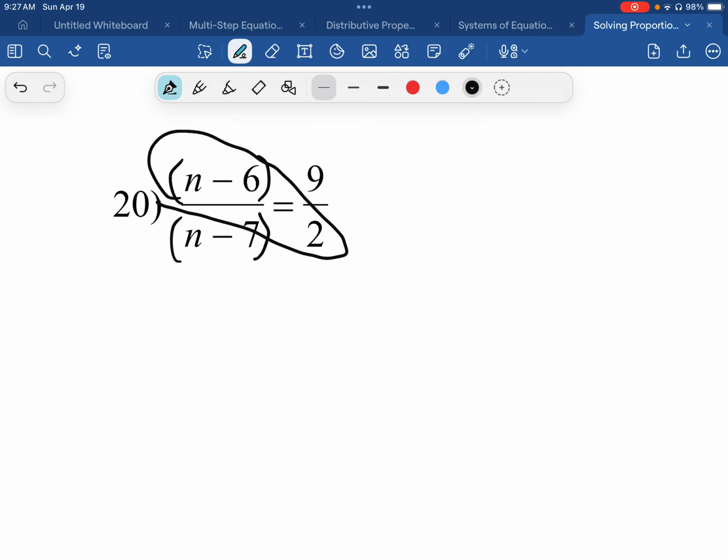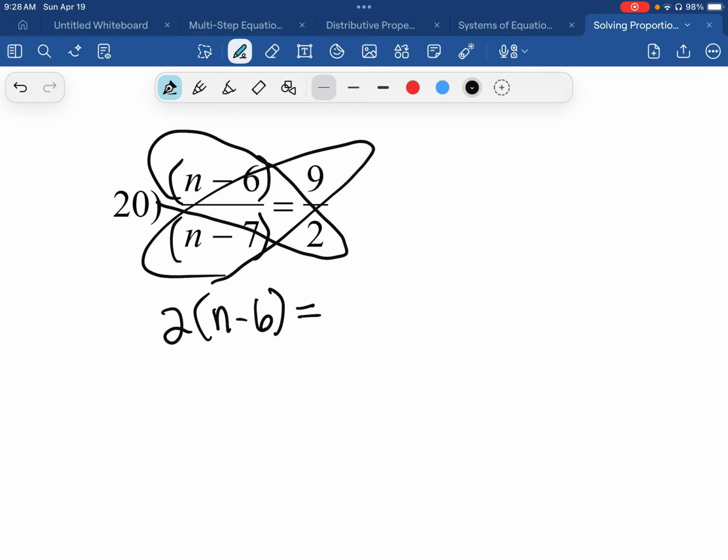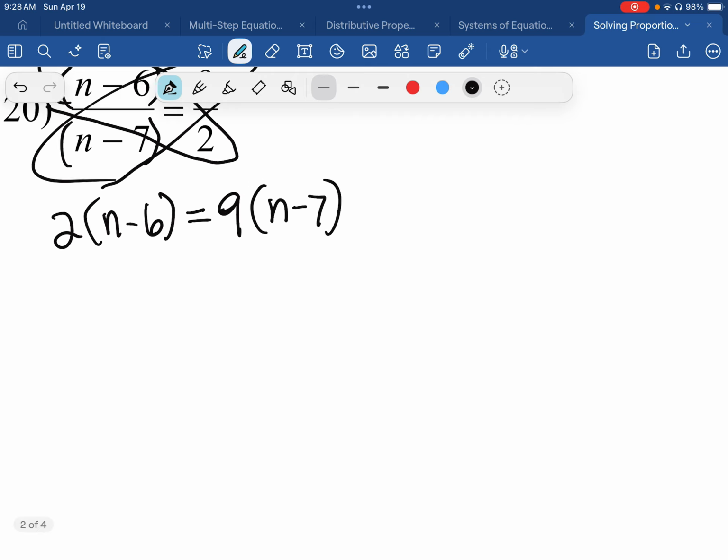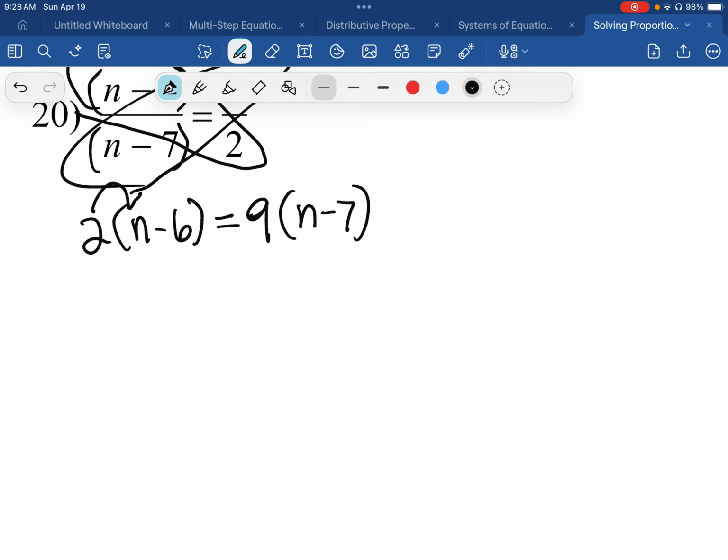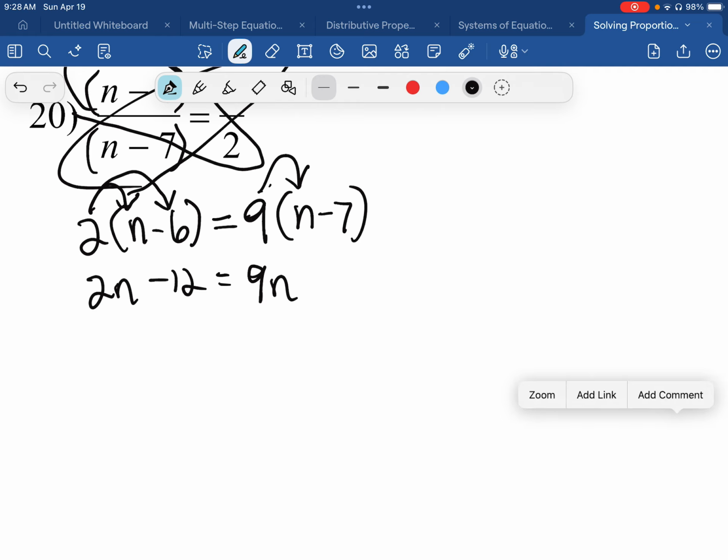When we multiply 2 by n minus 6, we get 2 times n minus 6. Then we put our equal sign and multiply the opposite side, which is 9 times n minus 7. So now this is going to force us to distribute twice. 2 times n is 2n. 2 times negative 6 is negative 12. 9 times n is 9n. And 9 times negative 7 is negative 63.